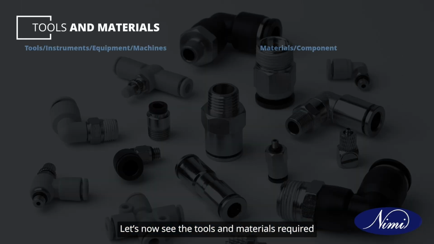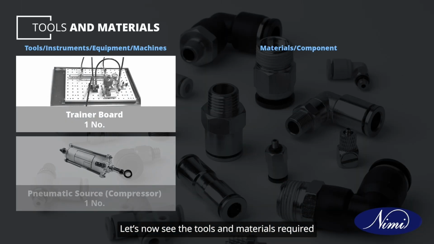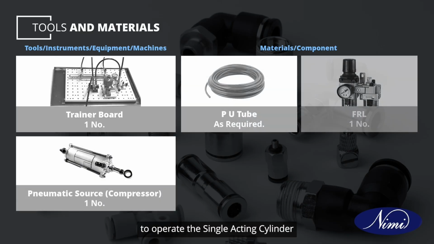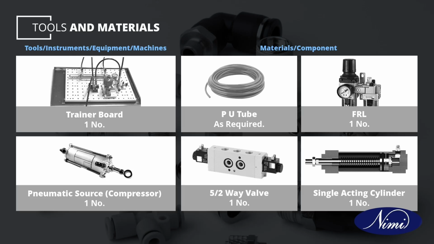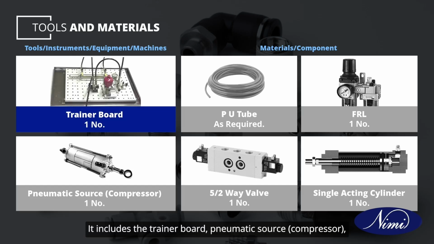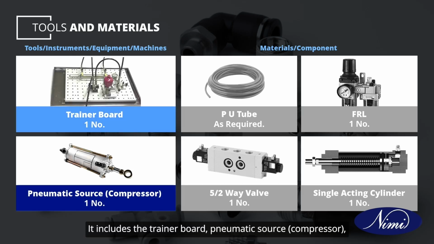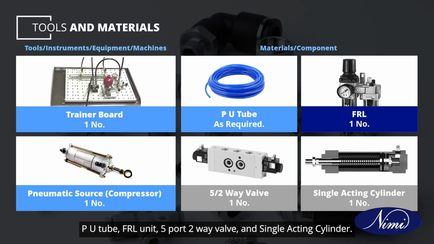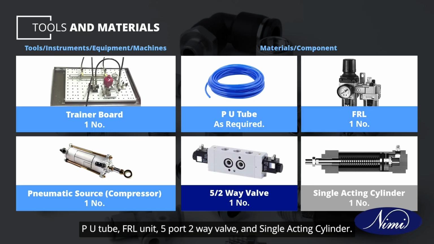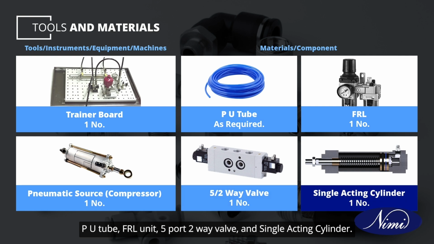Let's now see the tools and materials required to operate the cylinder using a 5-port 2-position valve. It includes the trainer board, pneumatic source, compressor, PU tube, FRL unit, 5-port 2-position valve and double-acting cylinder.